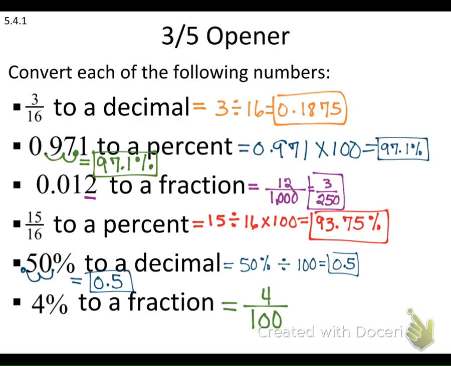What do I have to do with my fraction? Reduce. What's 4 and 100 both divisible by? What else? 4. So if we divide them both by 4, 4 divided by 4 is? 100 divided by 4 is? Final answer? Box it.